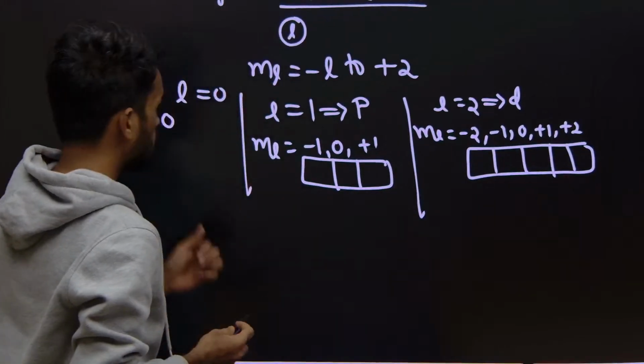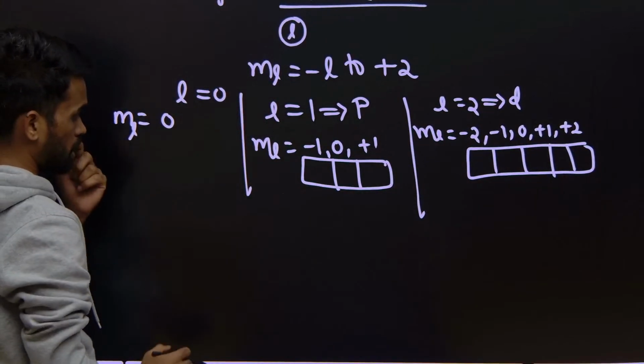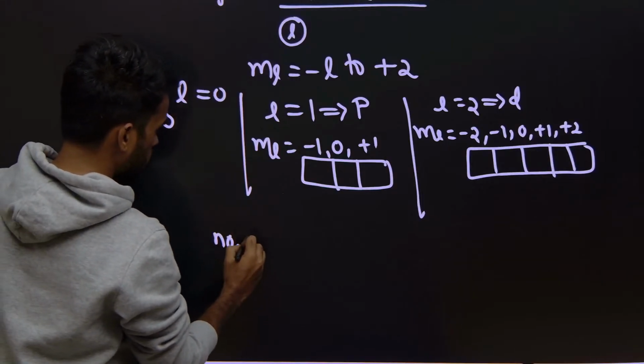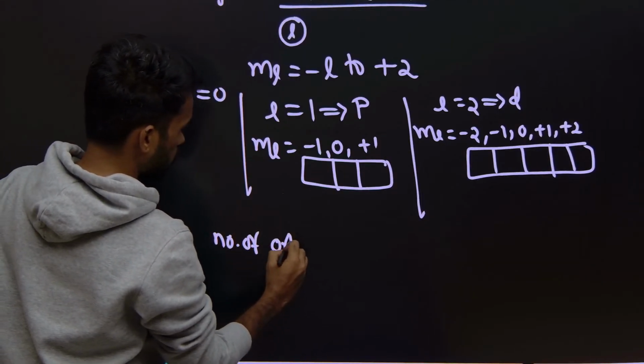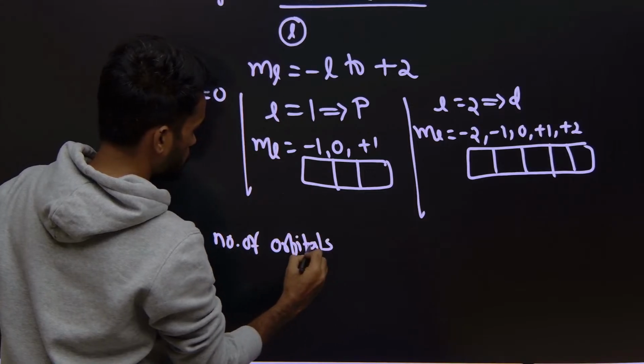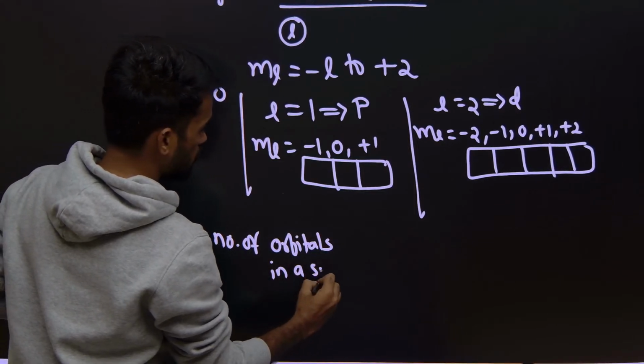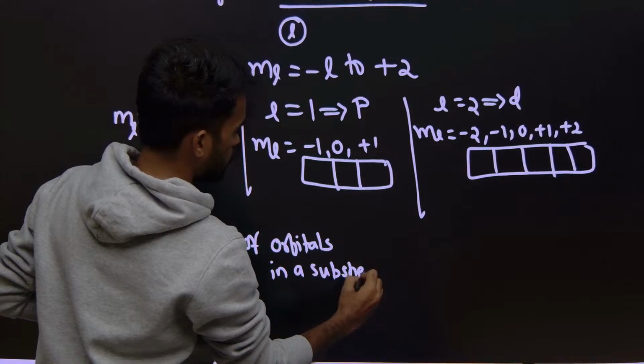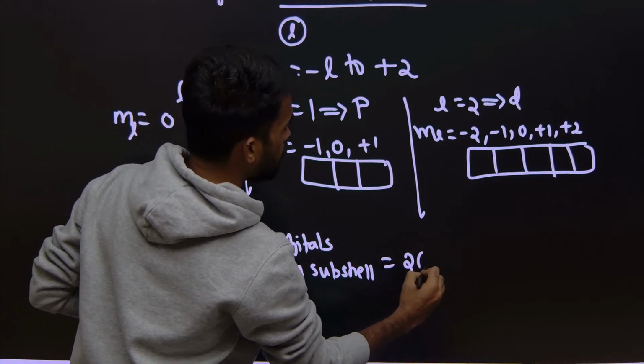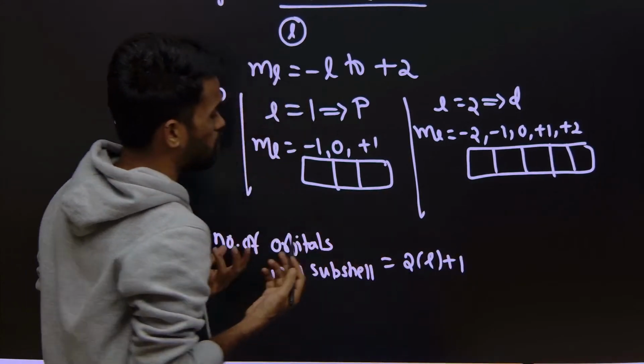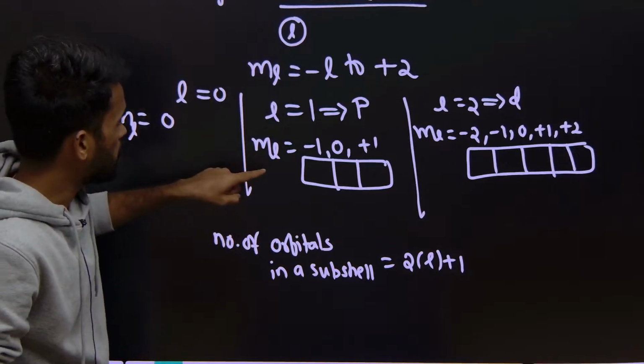See, I am telling you one formula here. The number of orbitals in a subshell will be equal to 2L plus 1. What is this 2L plus 1 formula? See, it is simple. Look at this.